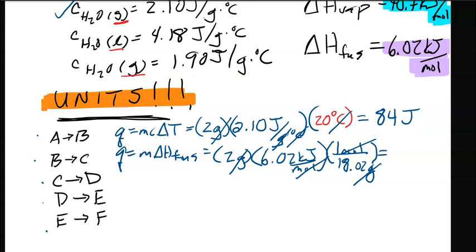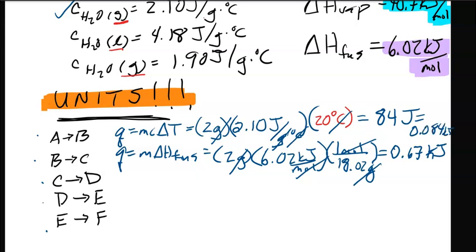Let's see. So in your calculator, 2 times 6.02 divided by 18.02. So for this answer, I'm getting 0.668, or you could say 0.67 if that's bothering you. And if you look, the unit is kilojoules. Now you may look at this number and you go, whoa, this is really small compared to steps A to B. You'd be right. However, notice the units are not matching up. So I need to take my step A to B and maybe I need to convert that to kilojoules so that they're lined up, like they're the same kind of final answer.